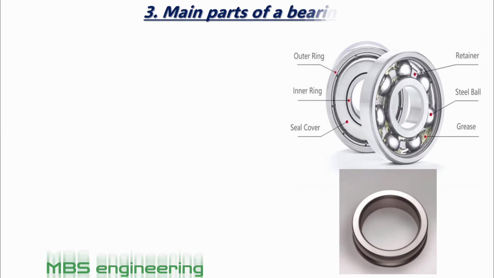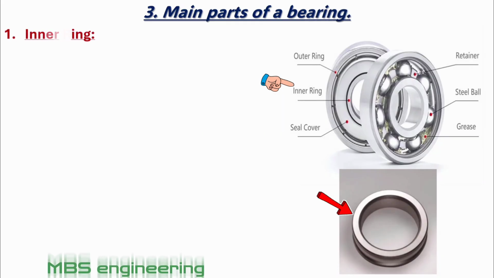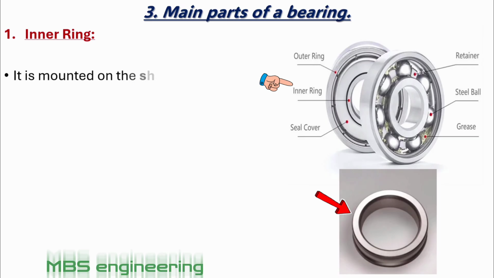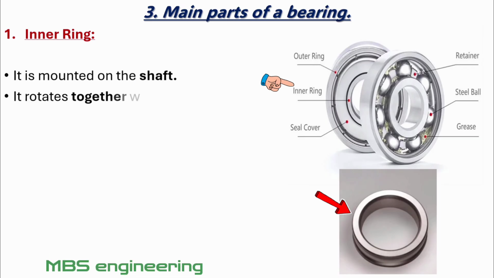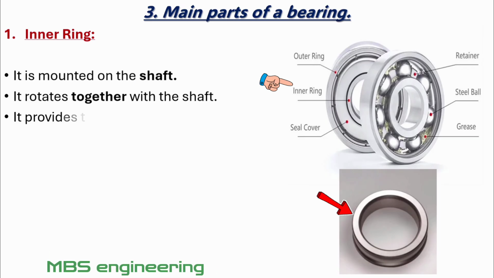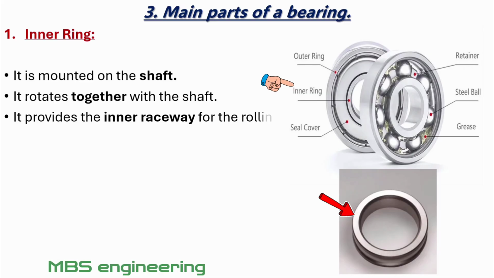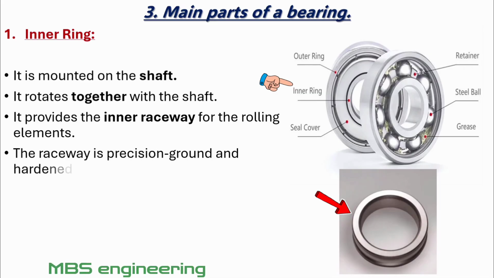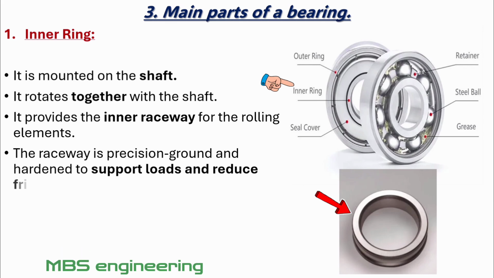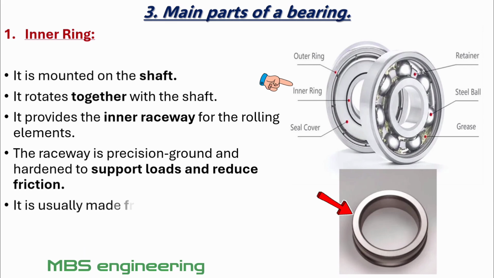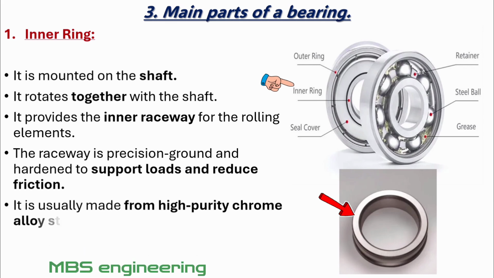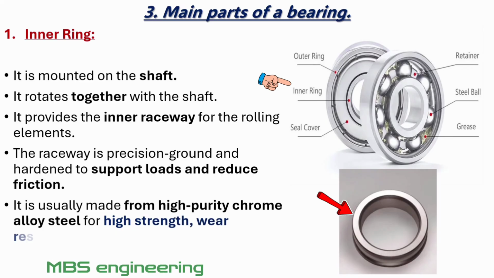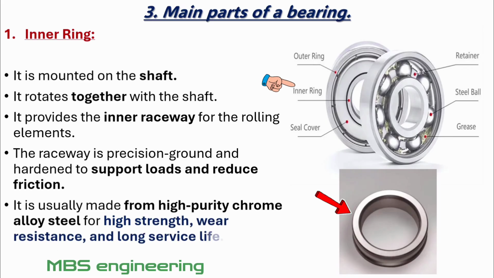Next, we will learn and understand the main parts of a bearing. The first component is the inner ring. It is mounted on the shaft. It rotates together with the shaft. It provides the inner raceway for the rolling elements. The raceway is precision ground and hardened to support loads and reduce friction. It is usually made from high purity chrome alloy steel for high strength, wear resistance, and long service life.